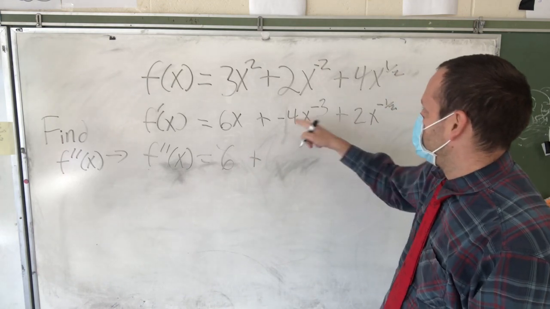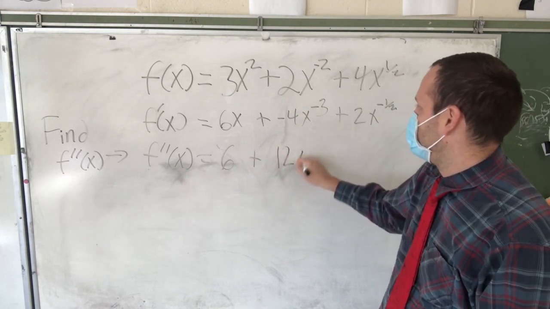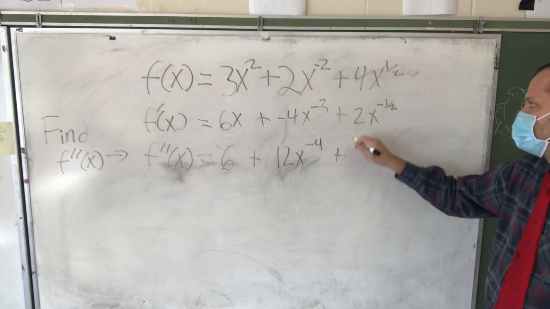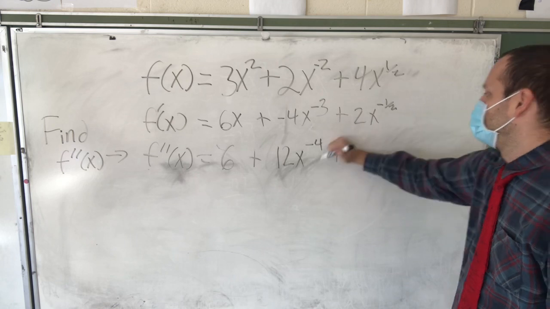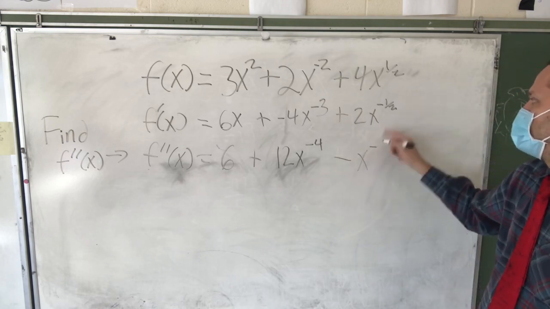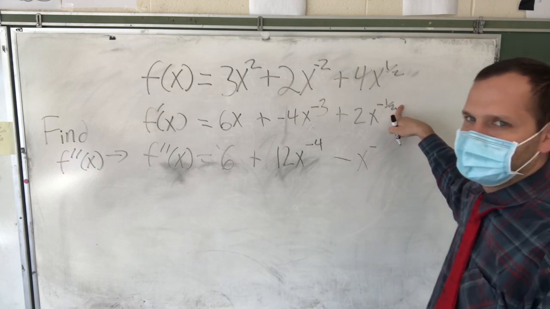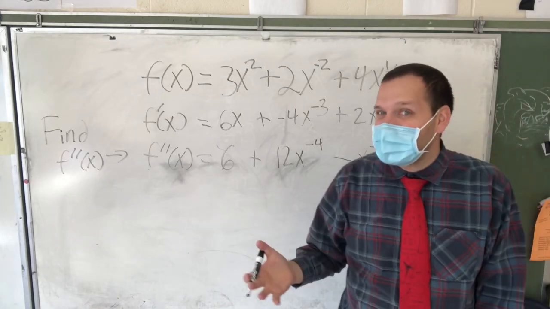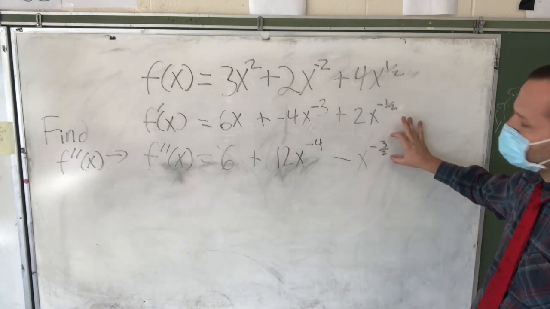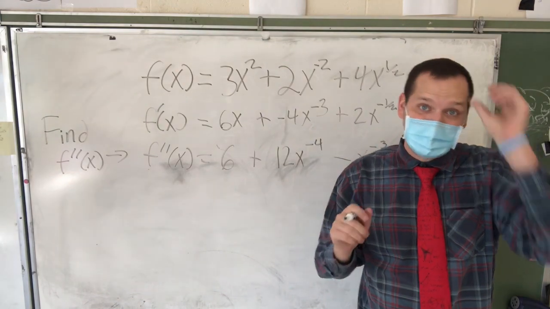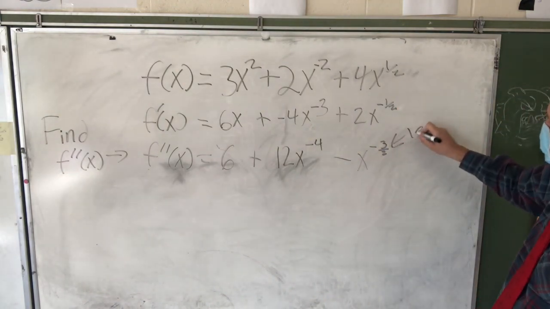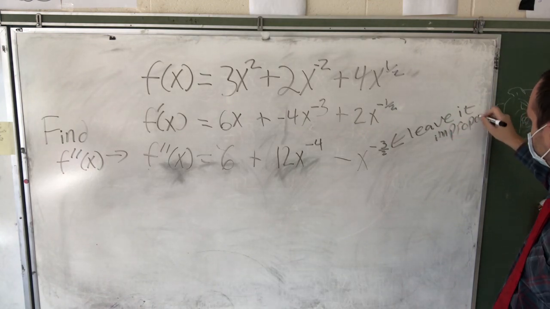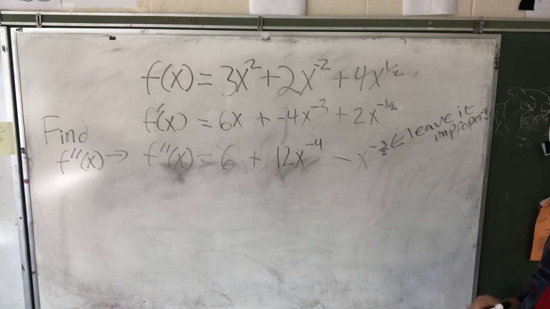Plus we bring the negative 3 down. Negative 3 times negative 4 is 12. x to the 1 less would be negative 4. Plus negative 1/2 times 2 is negative 1. x to the negative, what's 1 less than negative 1/2? Negative 3/2. You might say negative 1 1/2. Technically that's true. Whenever we're working with exponents though, leave it as an improper fraction. Okay, whenever you're dealing with exponents, leave it improper.